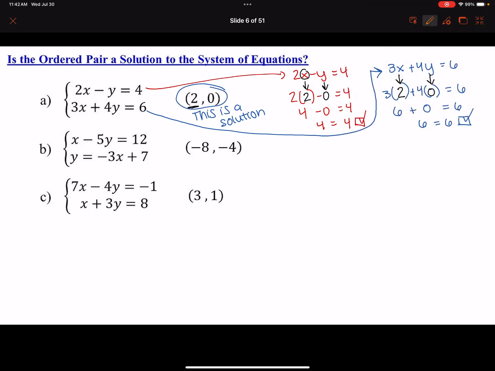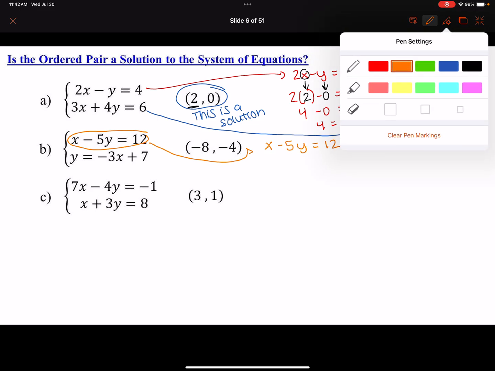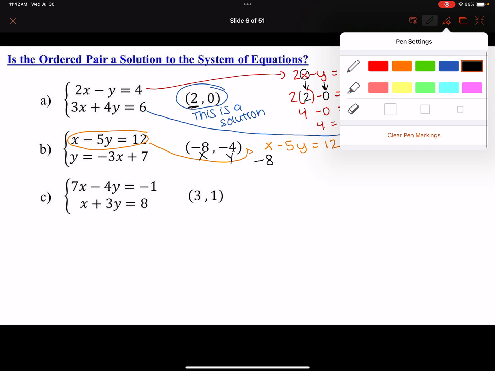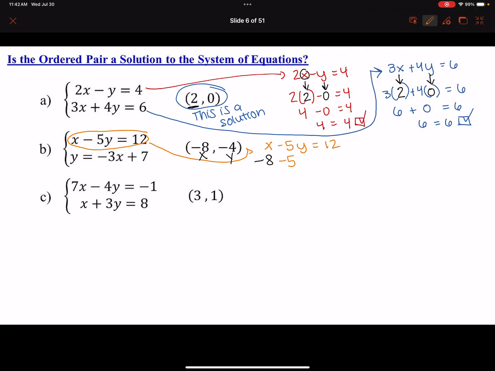Now let's try the next one. So again, I'm going to take the first equation and start substituting. So it's x minus 5y equals 12. I'm going to replace x with negative 8, because this is x, this is y. Minus 5 times y equals 12. y is negative 4. So from here, negative 8 equals, or not equals, whoops.